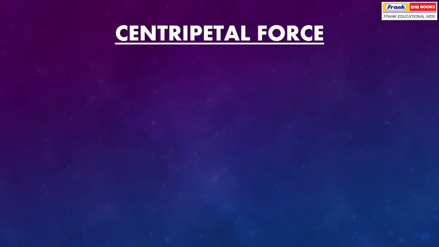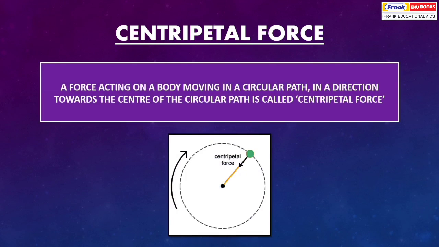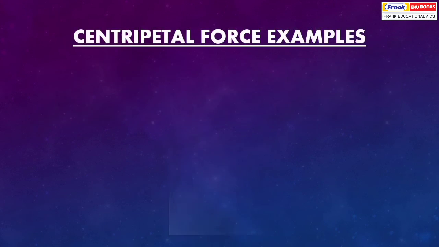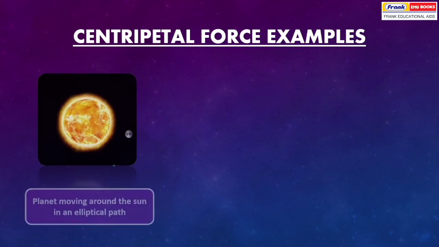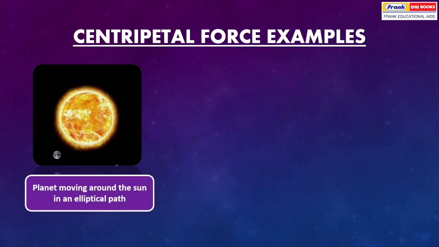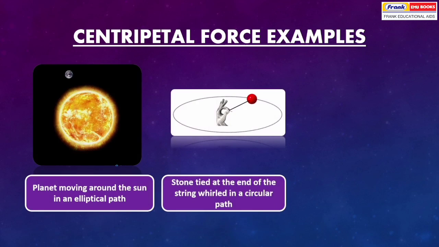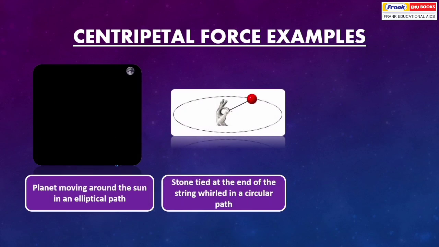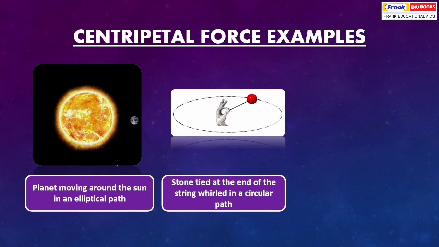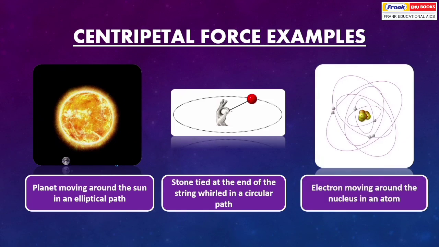Centripetal force. A force acting on a moving body in a circular path in a direction towards the center of the circular path is called centripetal force. Centripetal force examples: a planet moving around the sun in an elliptical path, a stone tied at the end of a string whirled in a circular path, an electron moving around the nucleus in an atom.